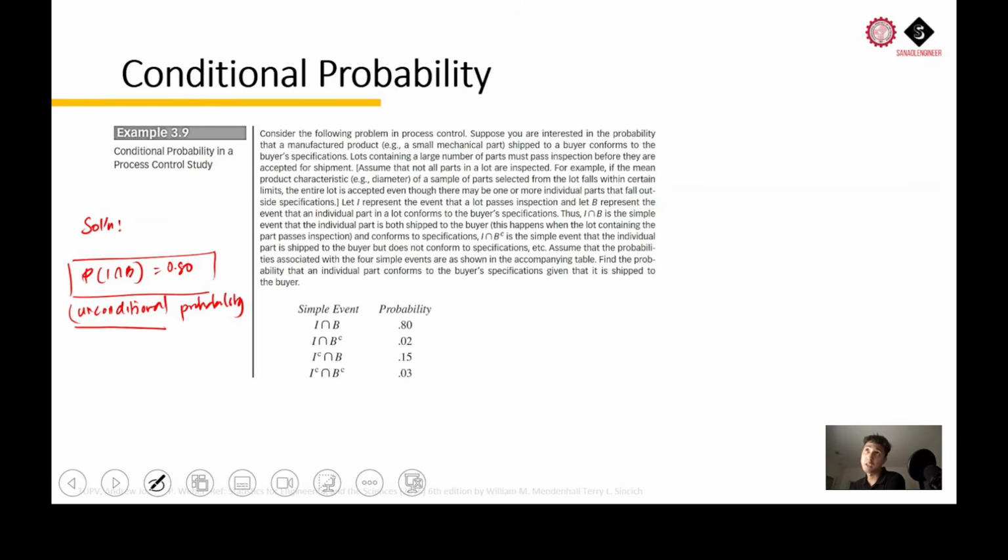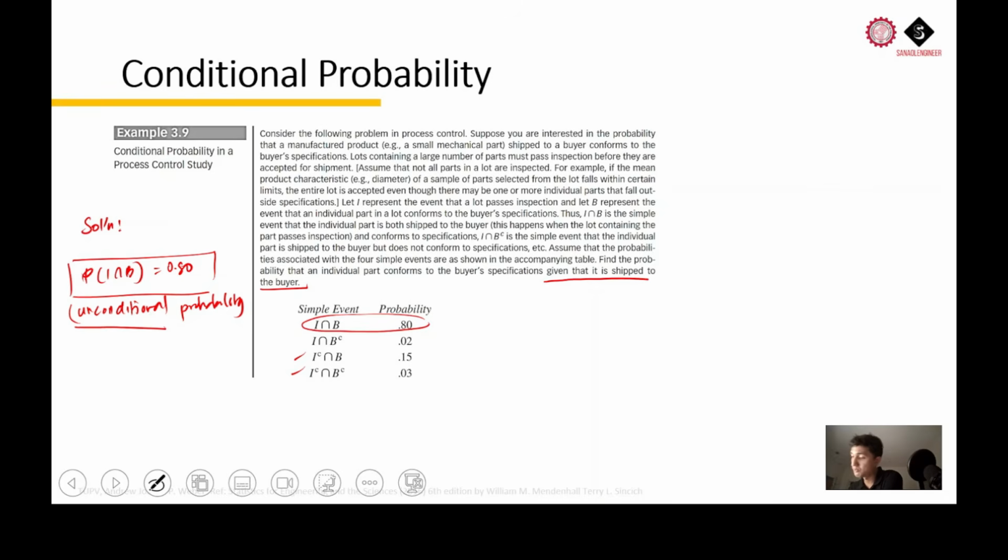Again, unconditional means your sample space is bigger because you don't have updated information about the problem that you're dealing with. But for instance, you were given information, and the information is this: given that it is shipped to the buyer, meaning it passed inspection. So you can ignore I complement here and concentrate on this one, but you have to modify this equation because "given that" is a conditional probability.